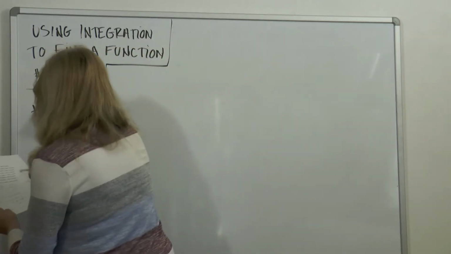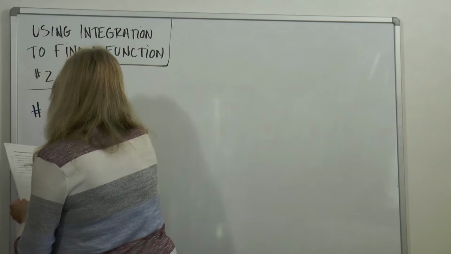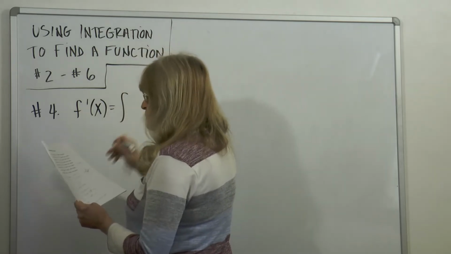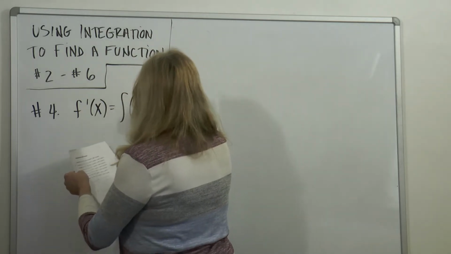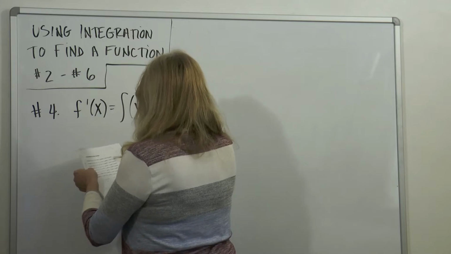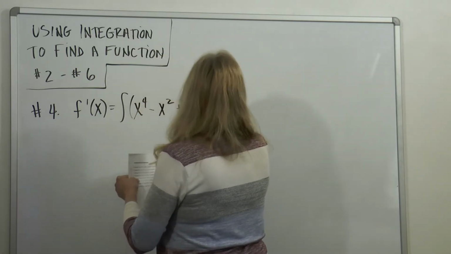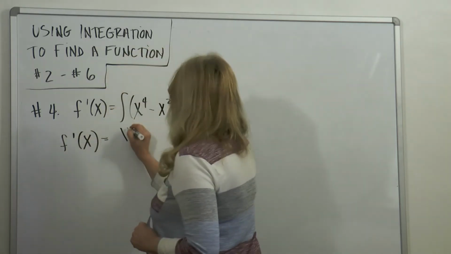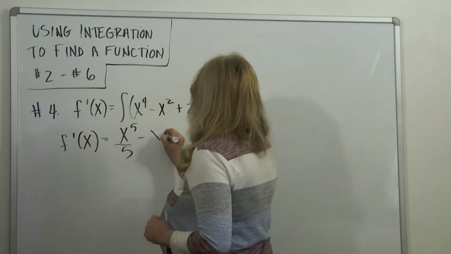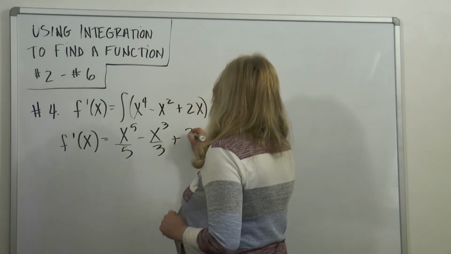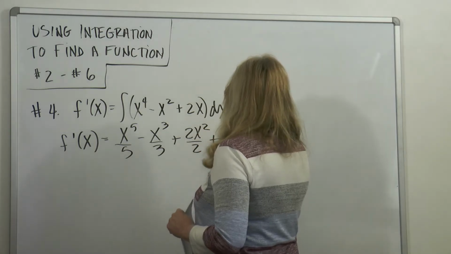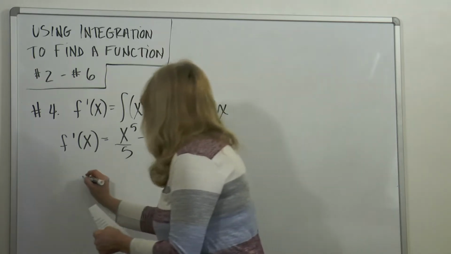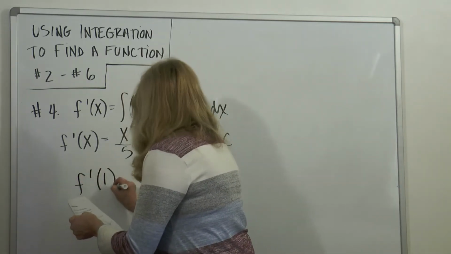Okay. Number 4. F prime is the integral of f double prime, which in this problem is x to the 4th minus x squared plus 2x dx. So f prime of x is x to the 5th over 5 minus x to the 3rd over 3 plus 2x squared over 2 plus c. Those 2's are going to cancel. And it says for this one, f prime of 1 equals 2.